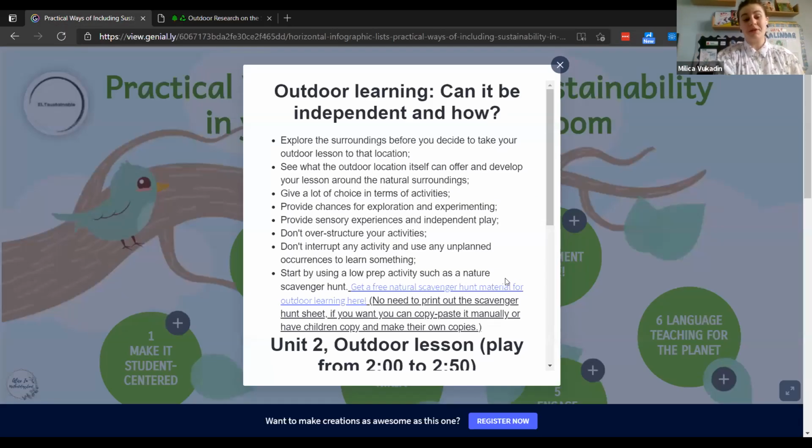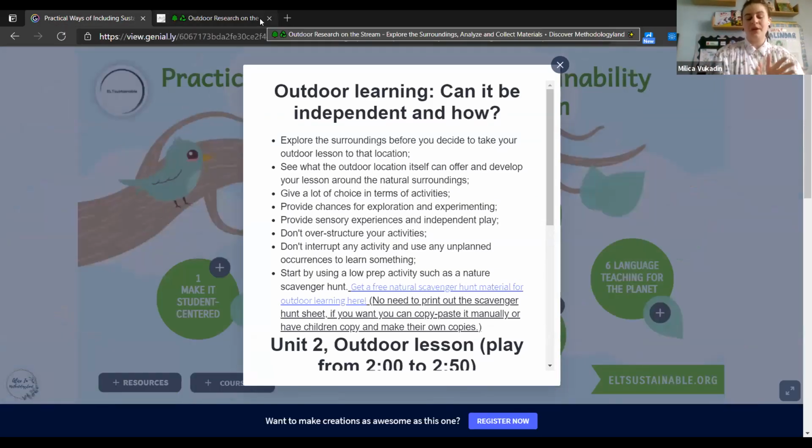The link you just opened is a material. So if you never took your students outside, I made this outdoor worksheet, which you can print out and give to students without any effort, because we know that can be scary.